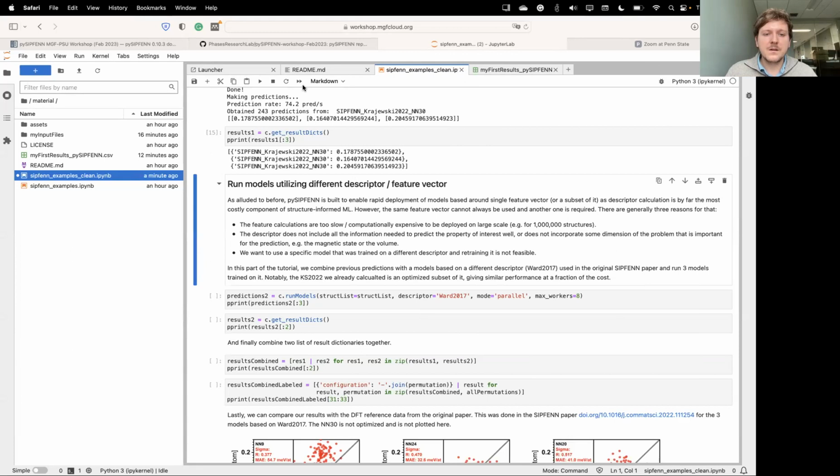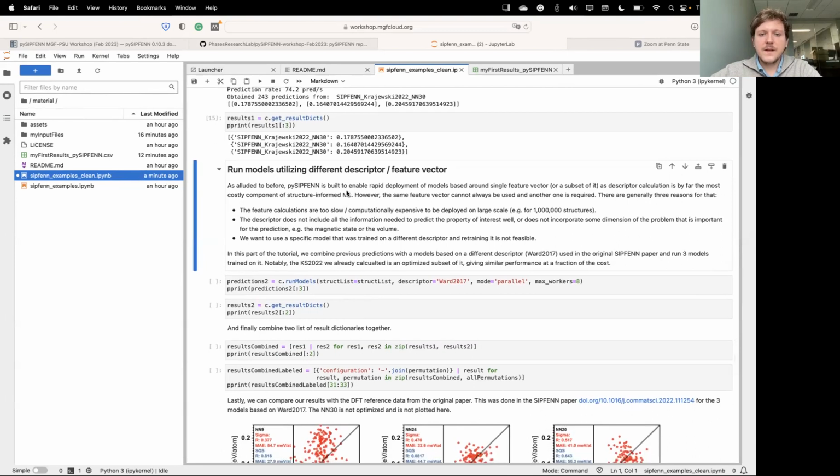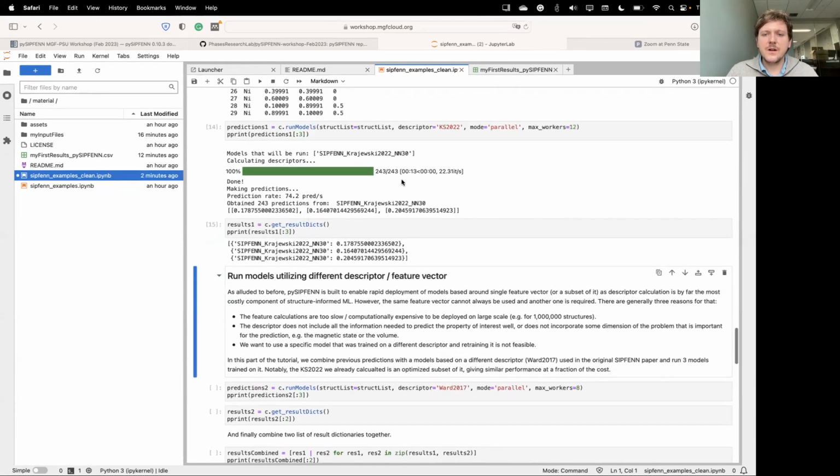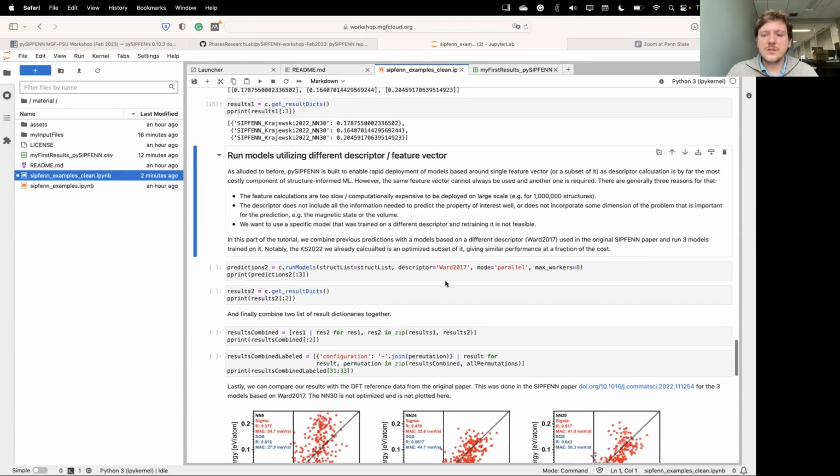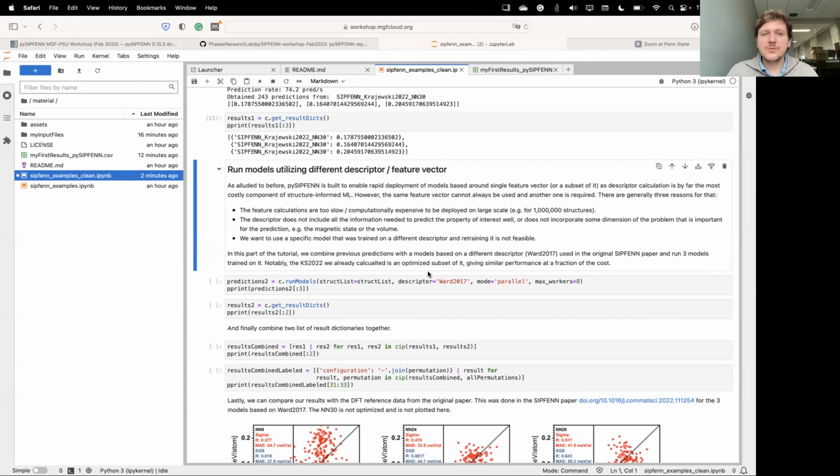Okay, so going back to the workshop, as we alluded before, we want to be able to deploy a lot of these models on a lot of structures, and the feature calculations, as you've seen here, are generally the slower part. In the case of Word 2017, which we are going to run in just a moment, it can be 100 to 1,000 times slower compared to the neural network run, because these are just very simple operations. So you just have to pass information for a neural network and get the output.